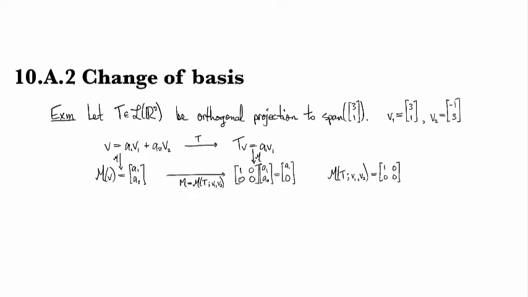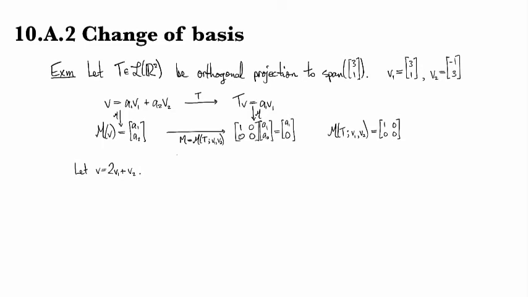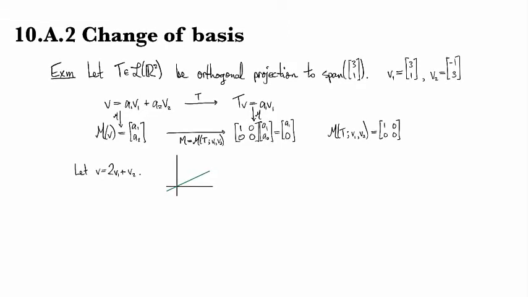Okay, so now let's look at what happens when we multiply a particular vector. So let's take some point v which has coordinates (2, 1). So that means it's 2 v1 plus v2. All right, so then let's draw some axes going on here. So if this is 1, 2, 3, 1, okay, so here's what v1 looks like.